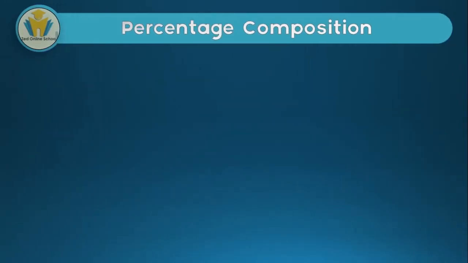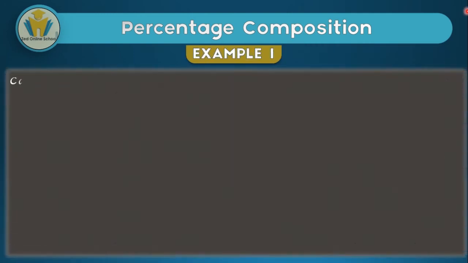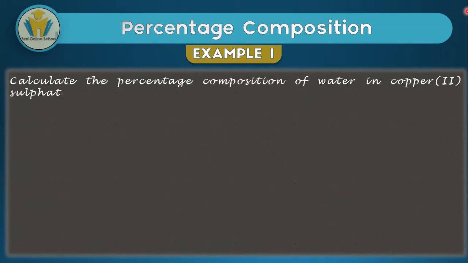Let's look at 2 examples for us to understand percentage composition even better. In the first example, we're asked to calculate the percentage composition of water in copper 2 sulfate crystals. This question we have here is elaborate enough. The first thing when we're finding the percentage composition, like you heard me say, is the mass of the element in the compound. Now, one thing strikes in this question. We're not finding the percentage composition of an element. Rather, we're finding the percentage composition of a compound.